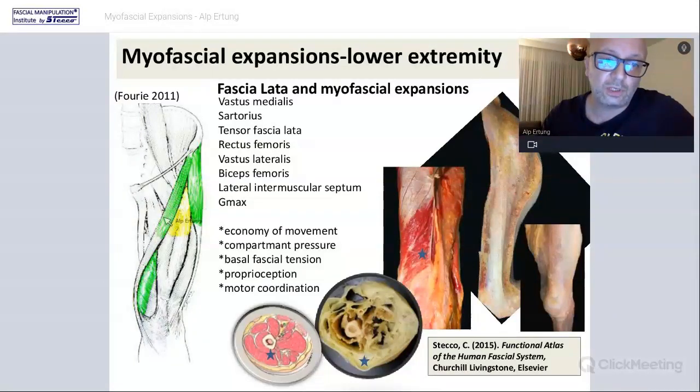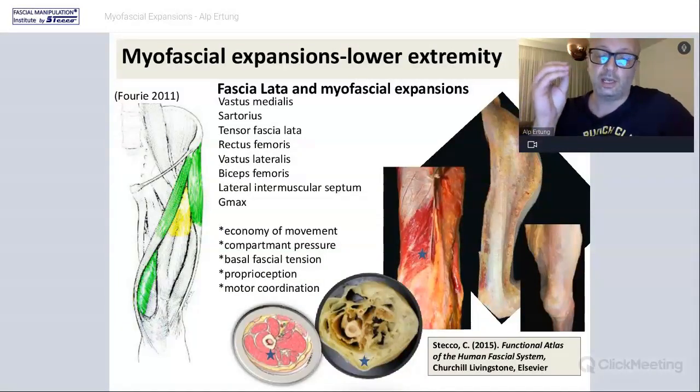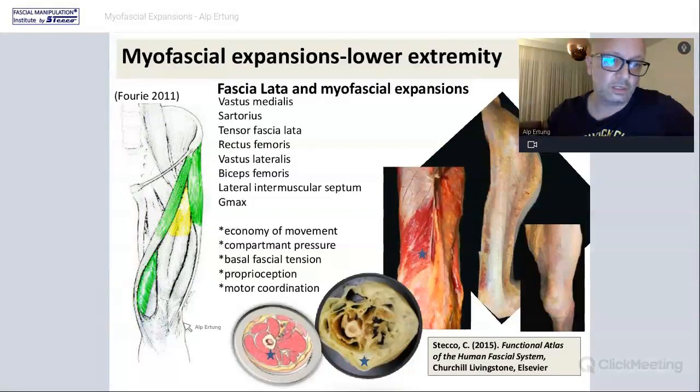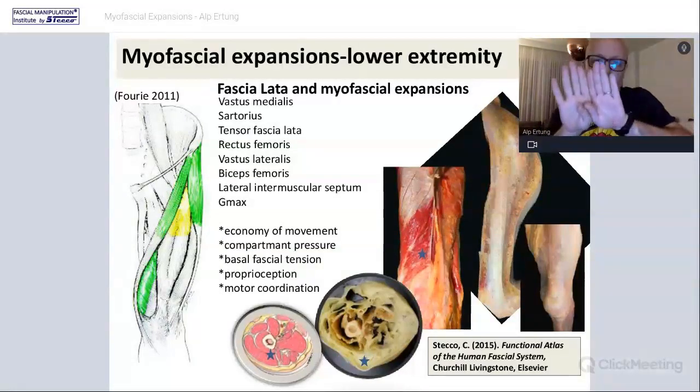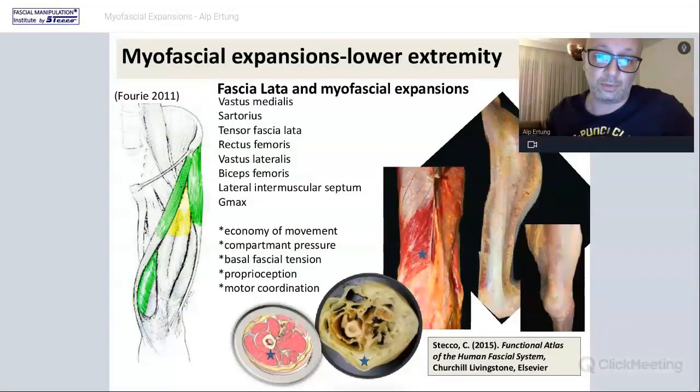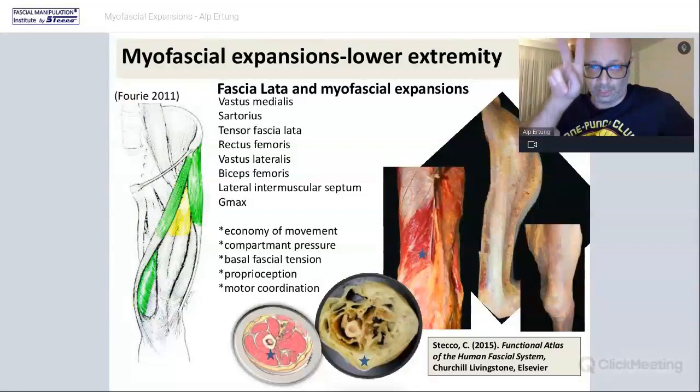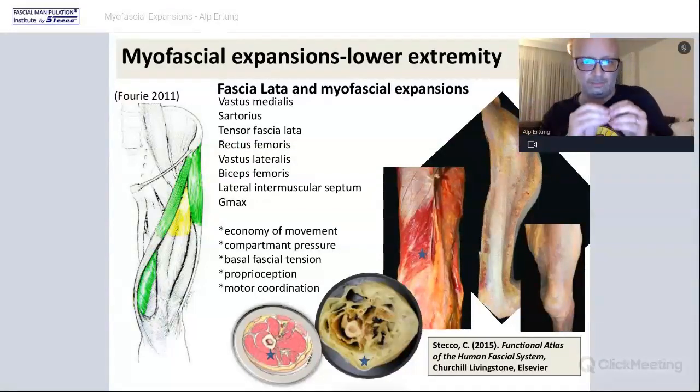Also, the proximal part of the sartorius and the tensor fascia lata have great connections between the fascia lata and each other. And the distal parts of these muscles are kind of free to glide in the fascia lata, and rectus femoris and vastus lateralis are kind of free to glide. And we have the biceps femoris and vastus lateralis. They have the relationship by the help of the lateral intermuscular septum, which is strongly connected with the iliotibial band, the fascia lata's specialized part.